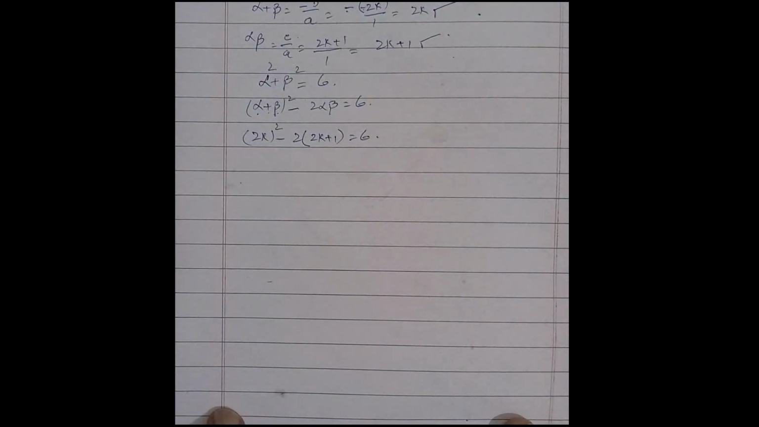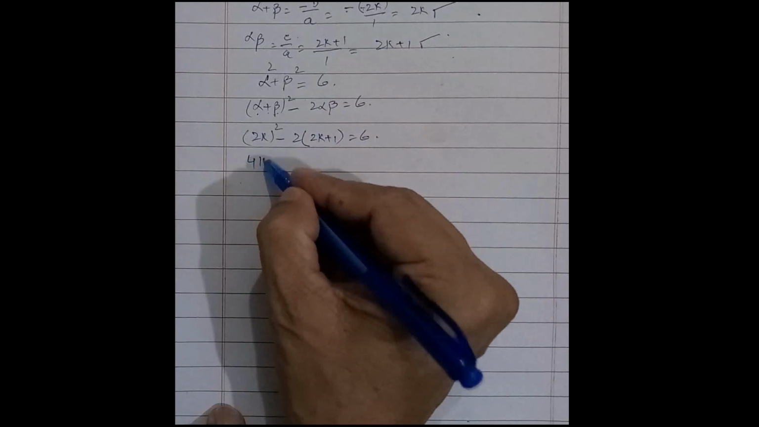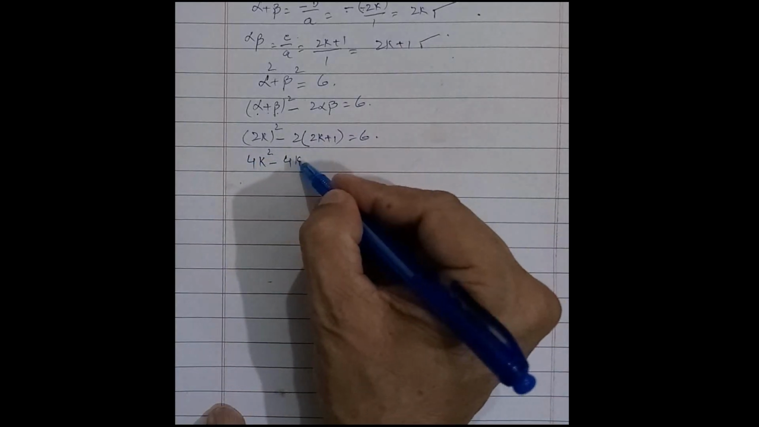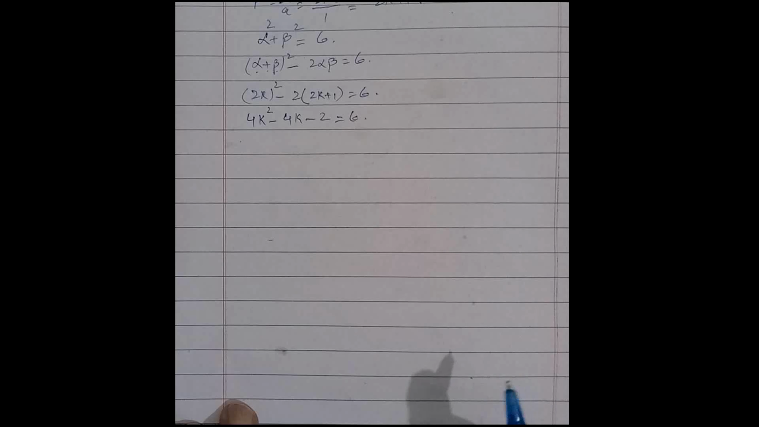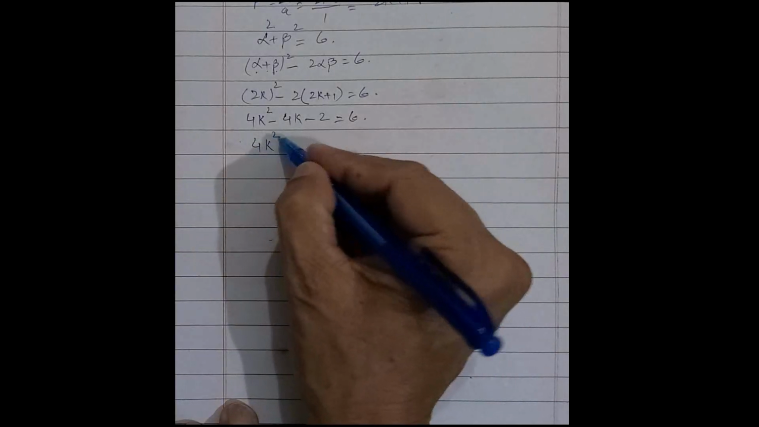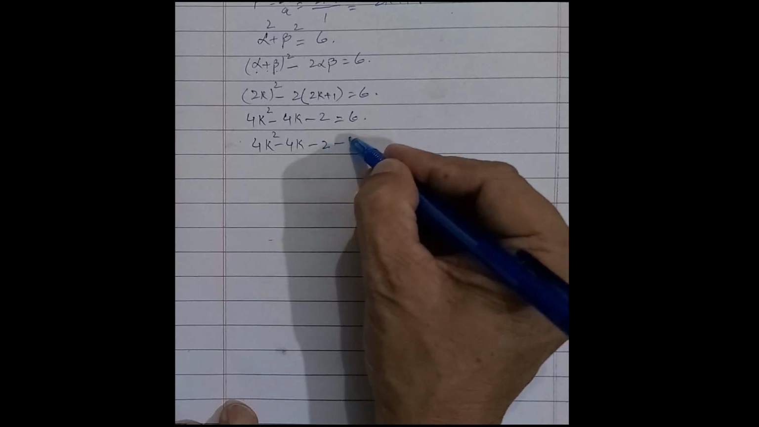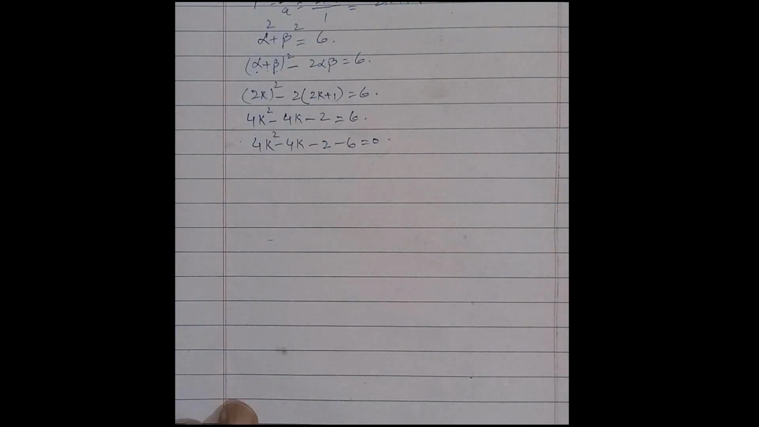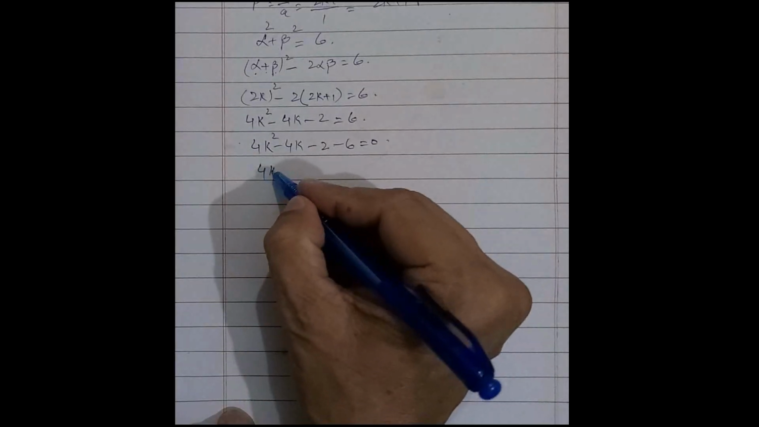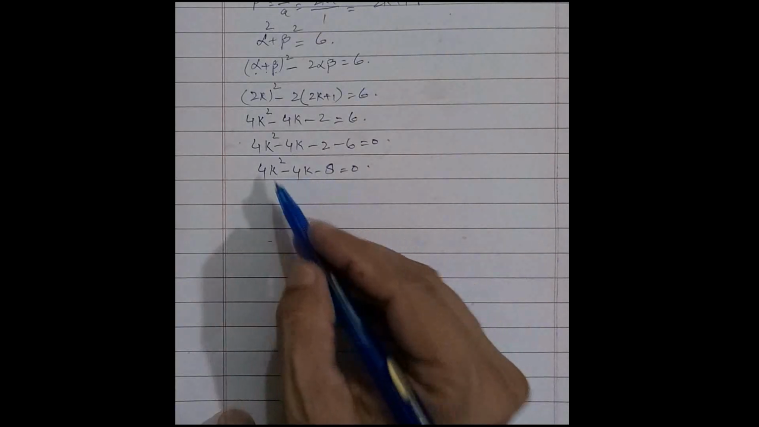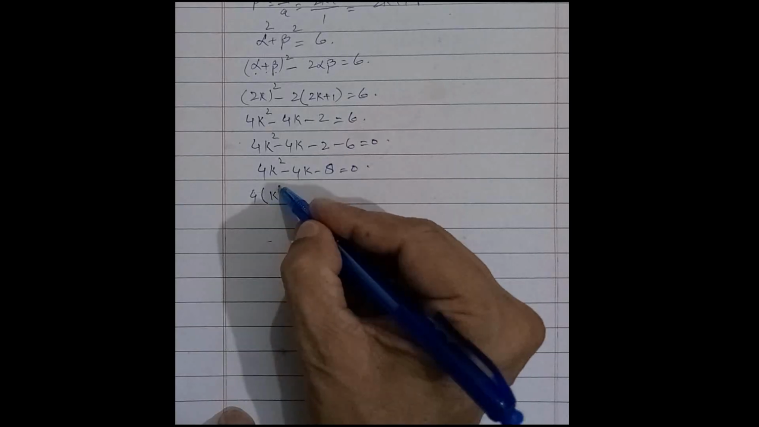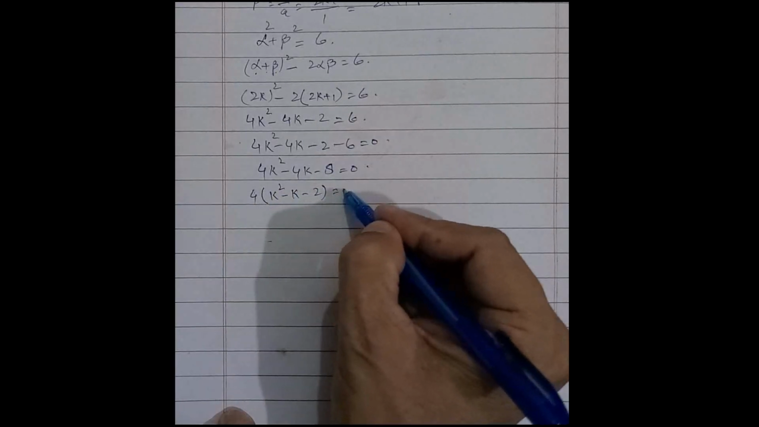Now simplify these values. We get 4k² − 4k − 2 is equal to 6. Further solving, 4k² − 4k − 2 − 6 is equal to 0. Now we simplify: 4k² − 4k − 8 is equal to 0. We take 4 common, and in the bracket k² − k − 2 is equal to 0.